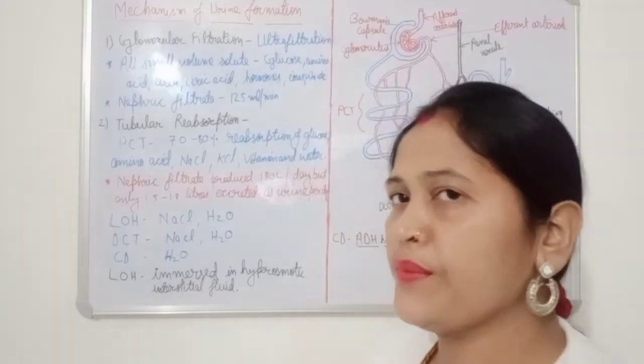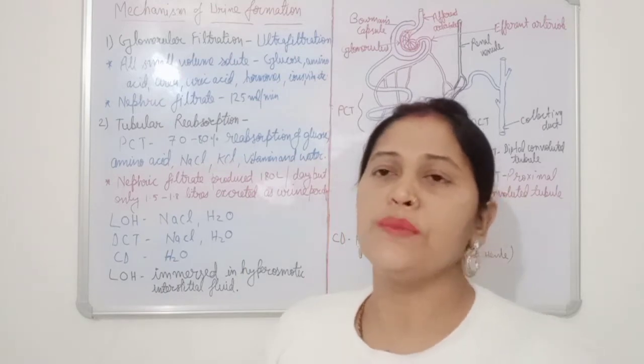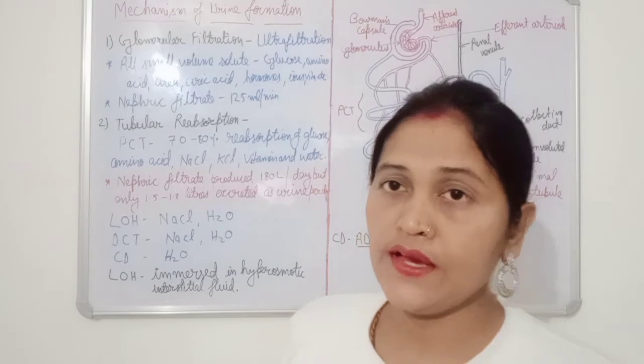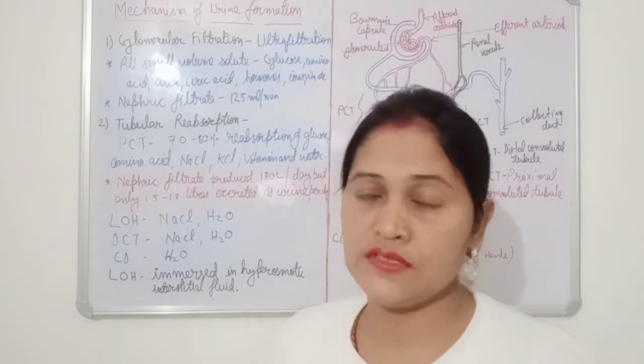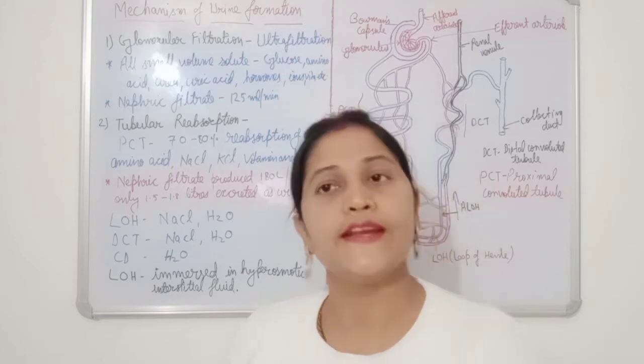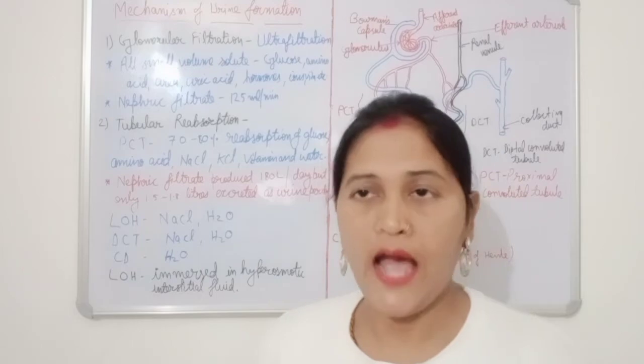Today in this video I am going to explain the mechanism of urine formation. How does urine formation occur in the nephron? The nephron we have already studied in the previous video. Nephron is the structural and functional unit of kidney. There are millions of nephrons present in each kidney. We have a pair of kidneys.